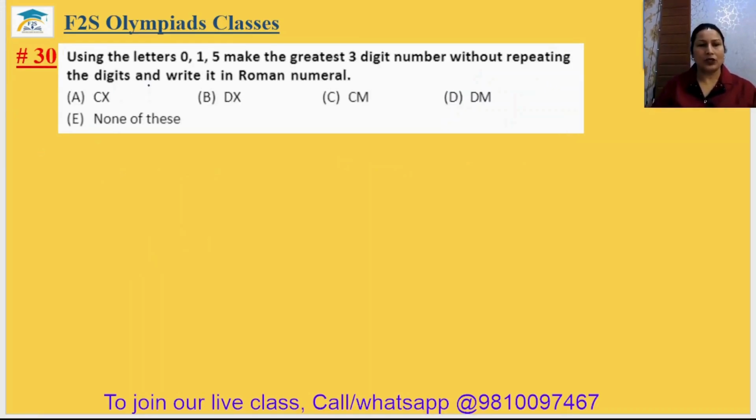Question number 30. Using the digits 0, 1, 5, make the greatest three-digit number without repeating the digits and write it in Roman numeral. First we have to make the greatest three-digit number. For that, we will arrange the digits in descending order. So 510. This is the greatest three-digit number using these digits. And how can we write it in Roman numeral? For 500, we write D, and 10 is X. So DX should be the answer. That is your option B. So 30th answer, option B.